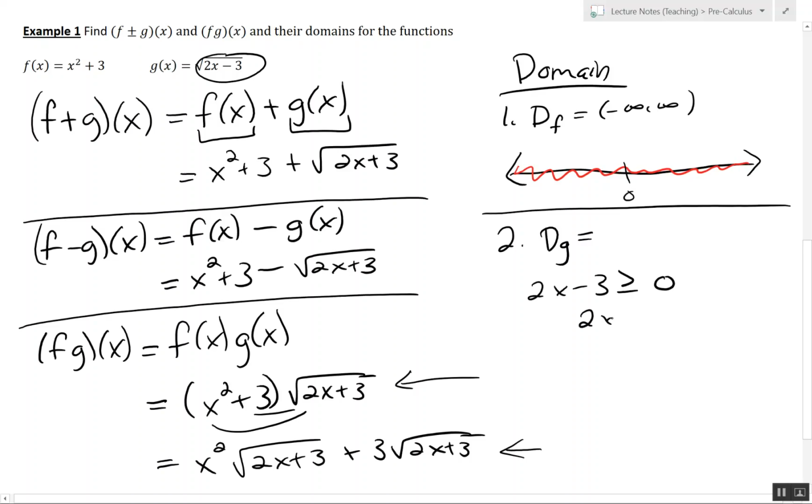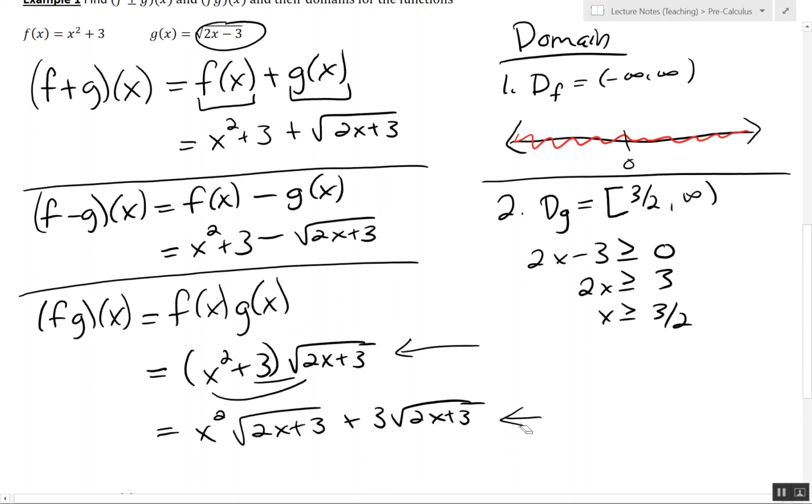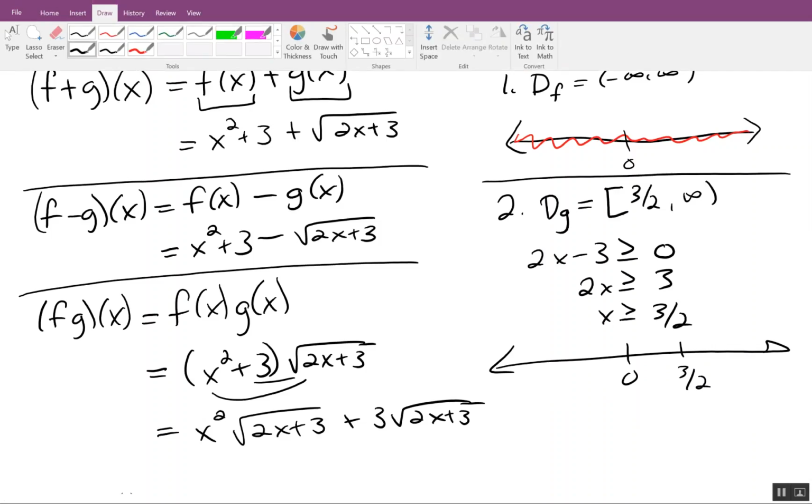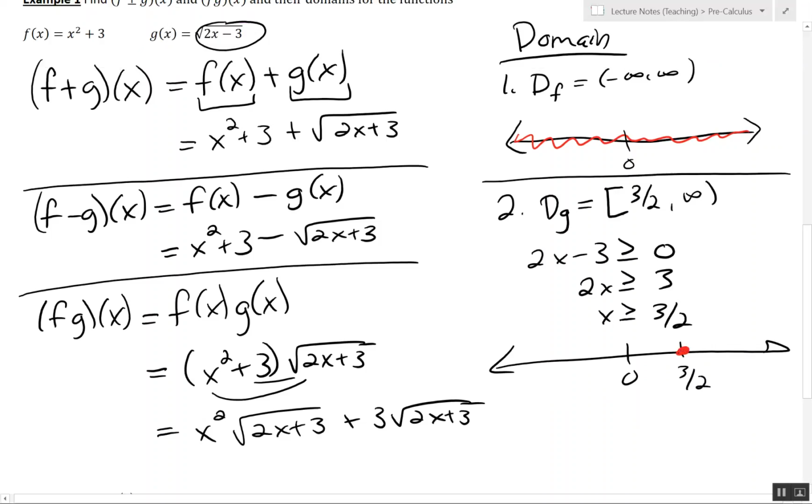So we're going to have 2x greater than or equal to 3, and x is greater than or equal to 3 halves. And so our domain is going to be 3 halves, comma, infinity, and since we have the equal sign, we get a closed bracket here. And so on the number line, here's 0, but here's 3 halves, and we're going to include 3 halves and fill in every x value that's greater than 3 halves.